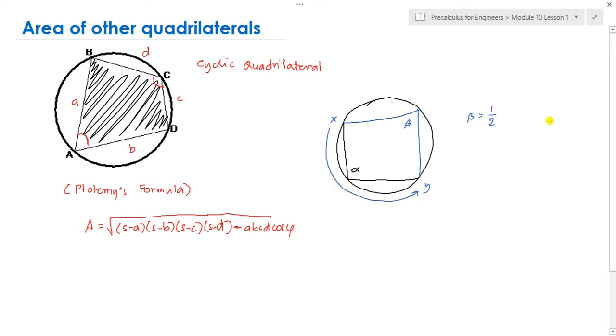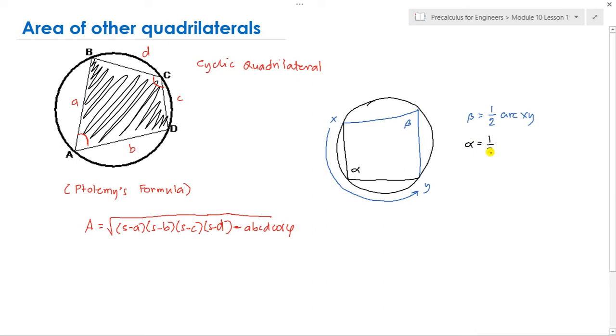Kaning arc length nga xy. So arc length is expressed in degrees. So that is arc xy. Mao na ang expression for beta. And for alpha, ang formula kay same with beta.